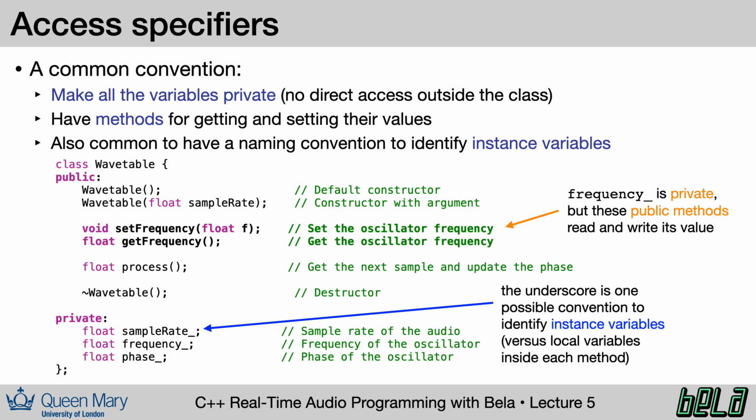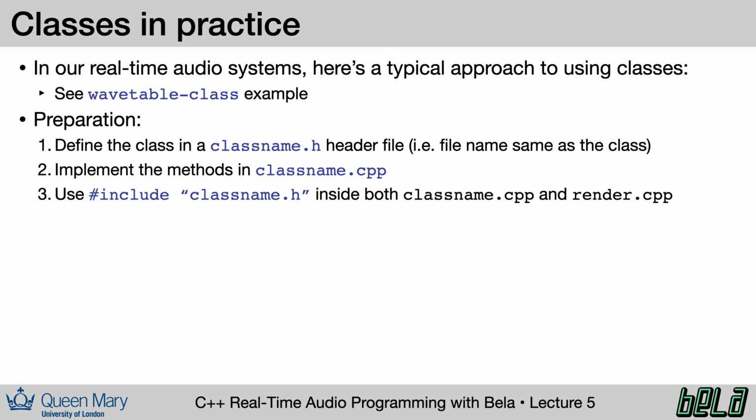This is a very similar idea to having a naming convention separating global variables from local ones. Here then is an approach to how we might use classes in our Bela projects. To begin with, we'll make a file called classname.h within our project. This is what's called a header file. Then we're going to make another file called classname.cpp.